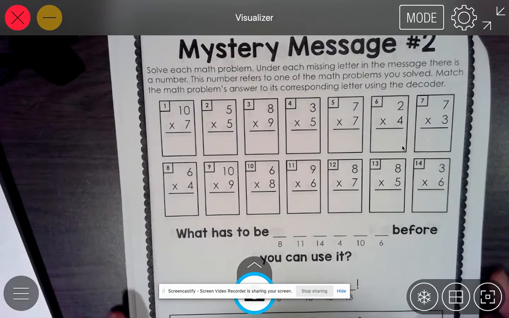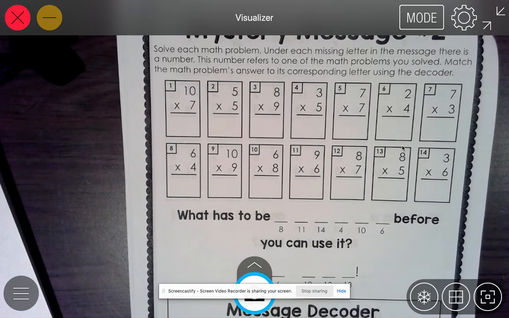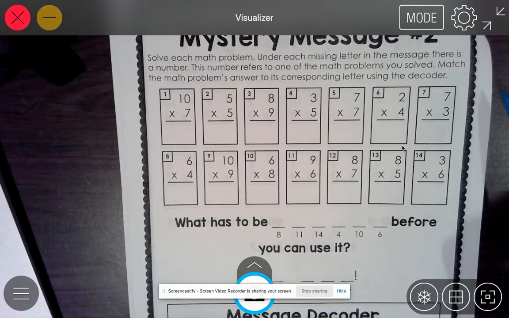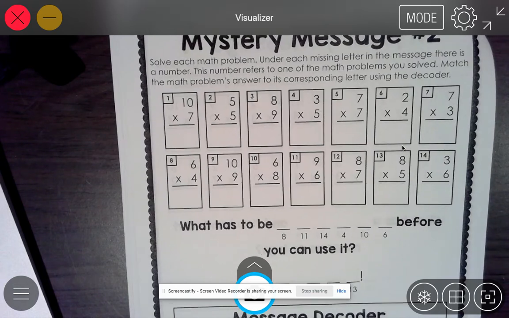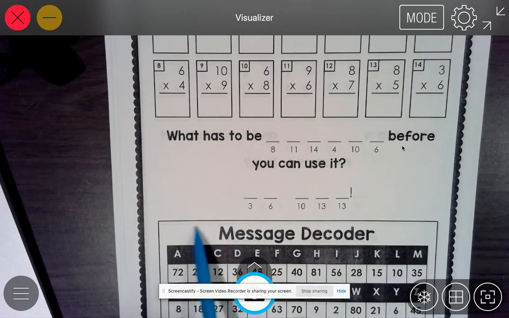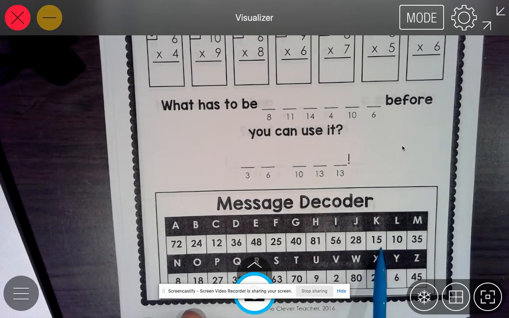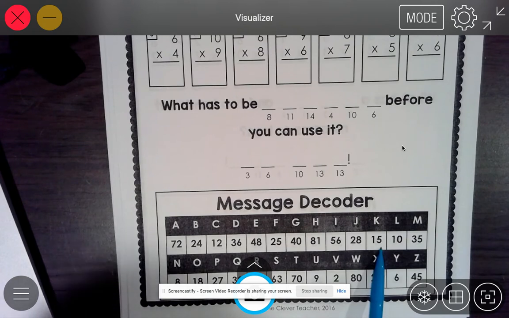On the back, you're getting a mystery message again. So it's the same type of thing, except the problems are a level 2. The first ones were level 1s, and these are level 2. So in theory, they're a little bit harder. Plus, note that your decoder is different. So this time, like a K is 15. So you cannot use the last decoder.